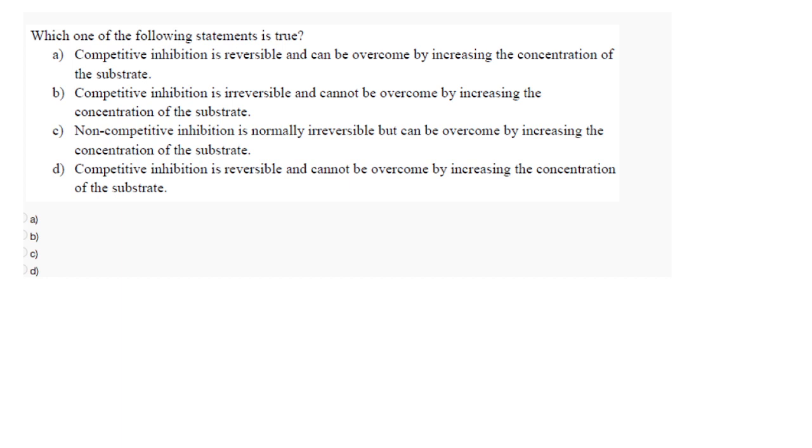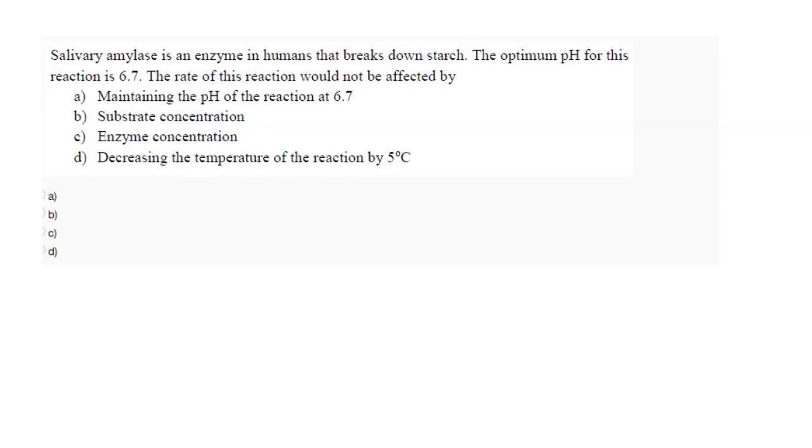So, which statement is true? Option A. Option A is correct. Competitive inhibition is reversible and can be overcome by increasing the concentration of substrate. Competitive inhibition is not an irreversible process. Non-competitive inhibition is normally reversible but can be overcome by increasing the... But this is also not right, and this is also not right. So, option A is correct.